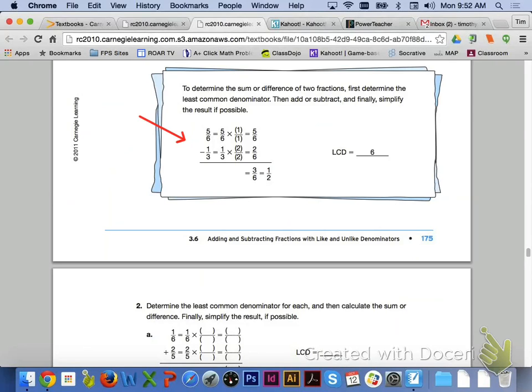5/6, I don't have to switch. 1/3, I have to multiply by 2 over 2, which is our form of 1, to get my equivalent fraction of 2/6. 5 minus 2 is going to give me 3. 3/6 is my fraction when I subtract, keeping the denominator the same. Again, you have to make sure you simplify if possible. When you are simplifying, you find the GCF of the numerator and the denominator. In this case, the GCF would be 3. So 3 divided by 3 is 1, 6 divided by 3 is 2, so 1/2 is my answer in simplest form.